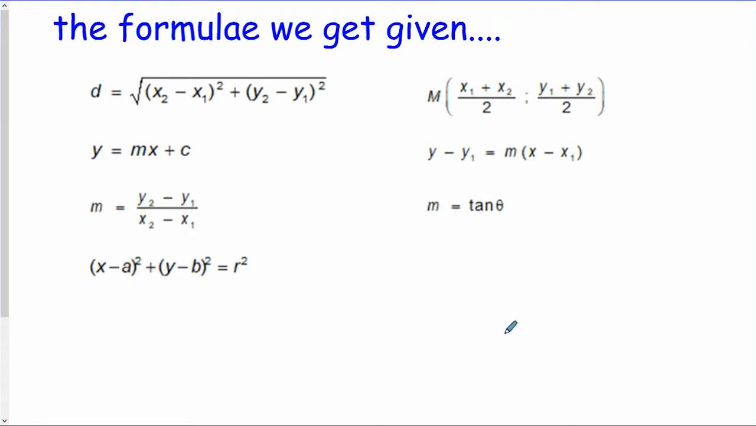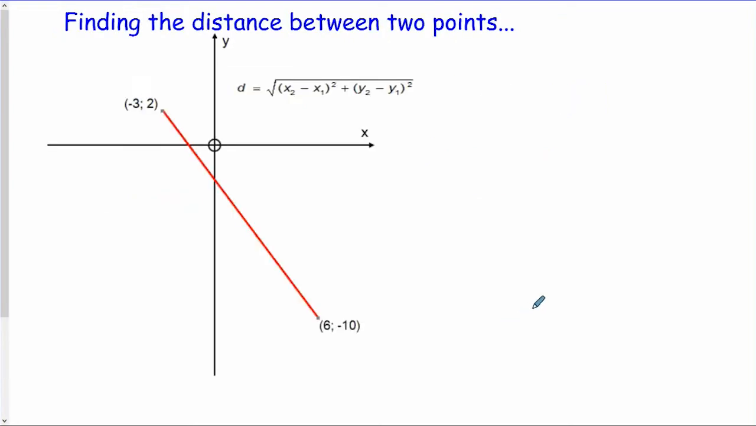Right, let's look at the formulae that we get given in this topic. There are a total of 7 of them, and I'm going to talk us through each of them as we go. The first one is to find the distance between 2 points. Now, I actually don't use any of these formulae. You're very welcome to, but I prefer to visualize what is going on, and I think it's more powerful, and hopefully you'll see why, but let's just have a look.